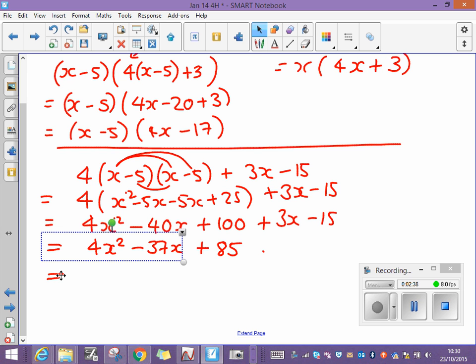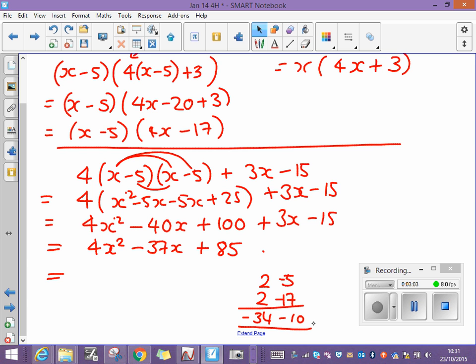Okay, I can use the crisscross method here. To make 4, I could do 2 times 2 to make 85. Well, I can see that 5 goes into 85 17 times. And I want to make minus 37x, so these are both going to have to be negative. 2 times minus 17, well that's minus 34. 2 times minus 5 is minus 10. Now that makes minus 44, which is not correct, so I'm going to have to try something else.